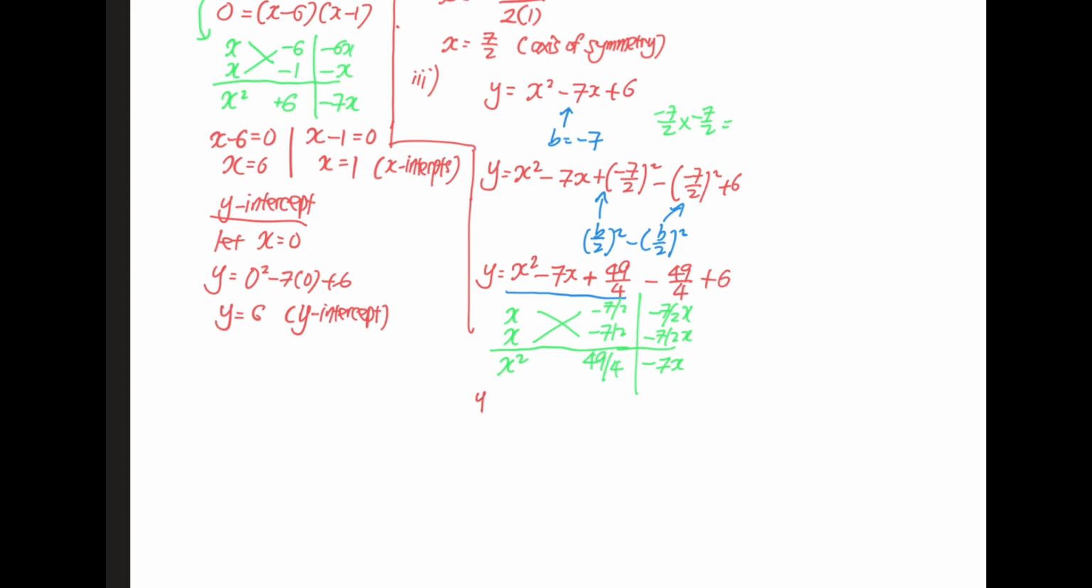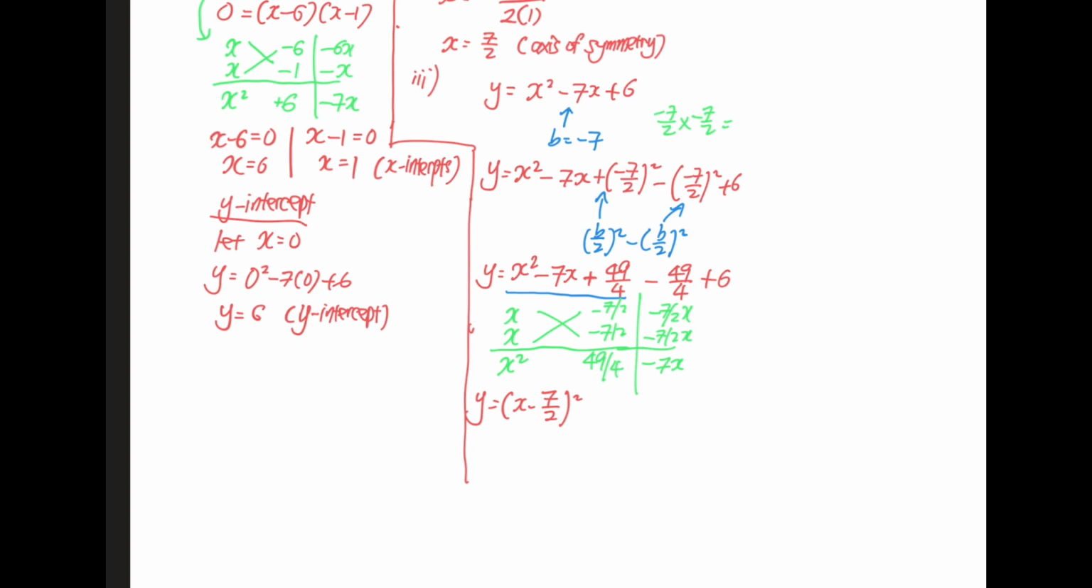So we write it down as y equal to x minus 7 over 2 squared. Okay, so that is the first 3 terms. The first 3 terms, we have changed to this already. The last 2 terms, we have to press the calculator. We start from this negative sign, negative 49 over 4 plus 6. So we just press the calculator and find it out.